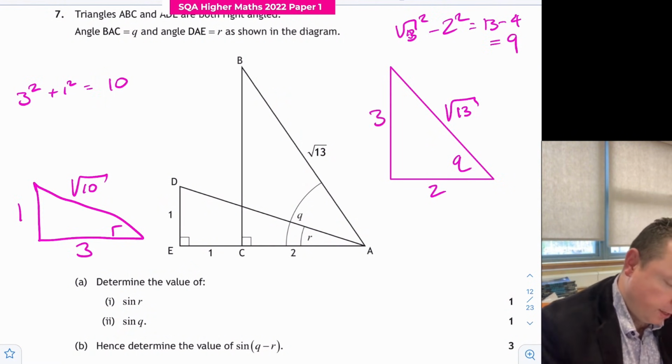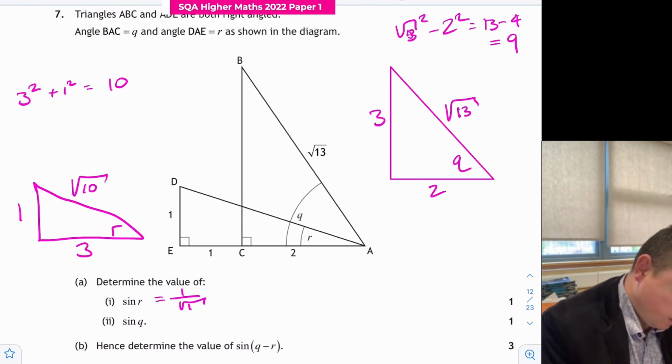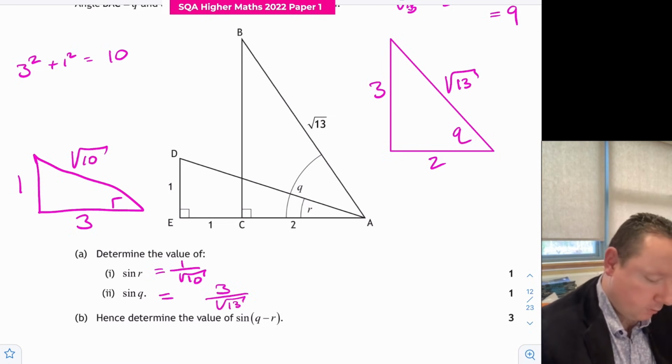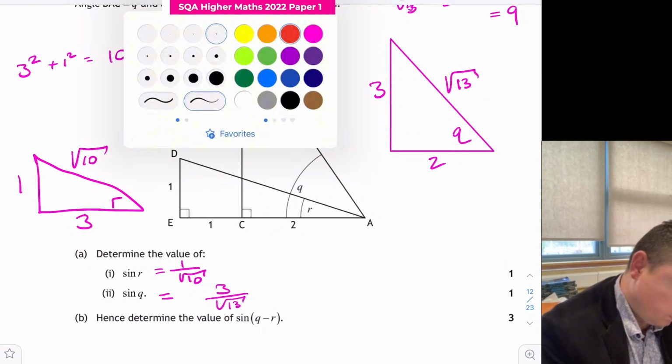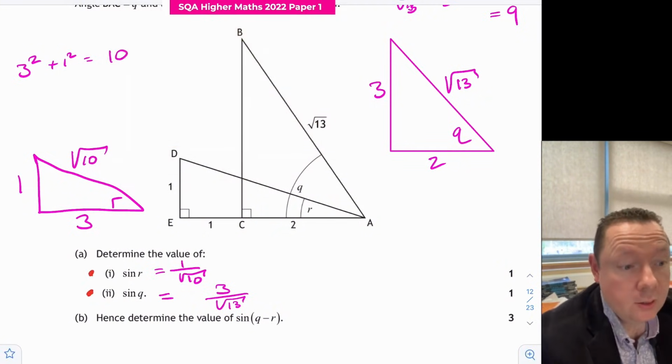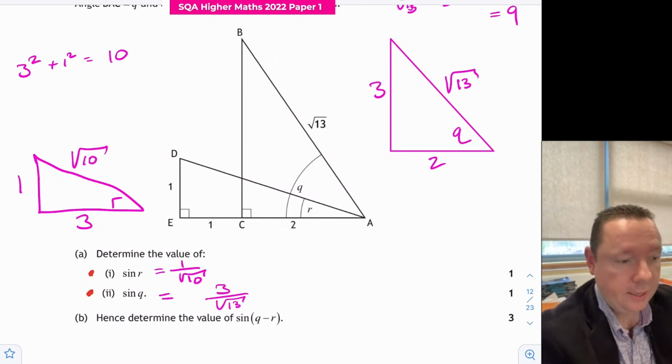So nice and simple then. Determine the value of sin R. Sin R, opposite over hypotenuse, is 1 over root 10. And sin Q, opposite over hypotenuse, is 3 over root 13. 2 marks there. 1, 2. Nothing else you're going to do there, so let's go to part B.